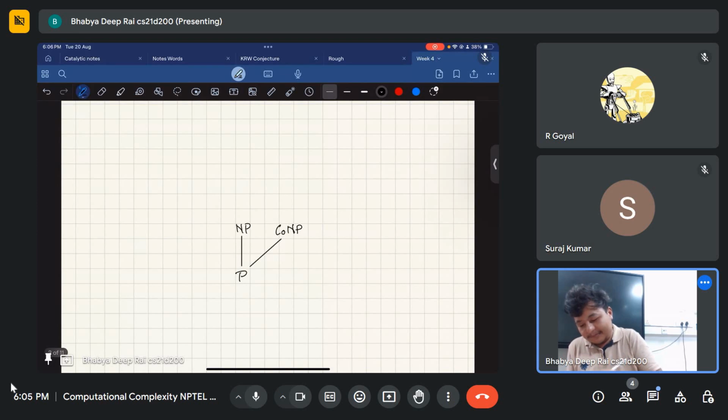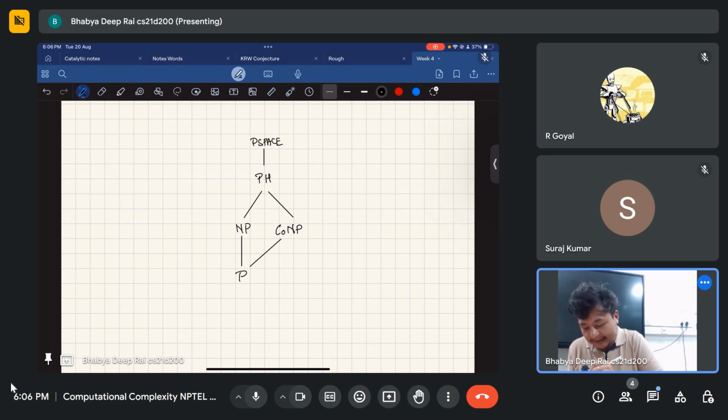Next, NP and co-NP both can be generalized to be contained in the polynomial hierarchy, with sigma 2, pi 2, and so on. And the polynomial hierarchy itself can be contained in PSPACE. That is what we learned this week.